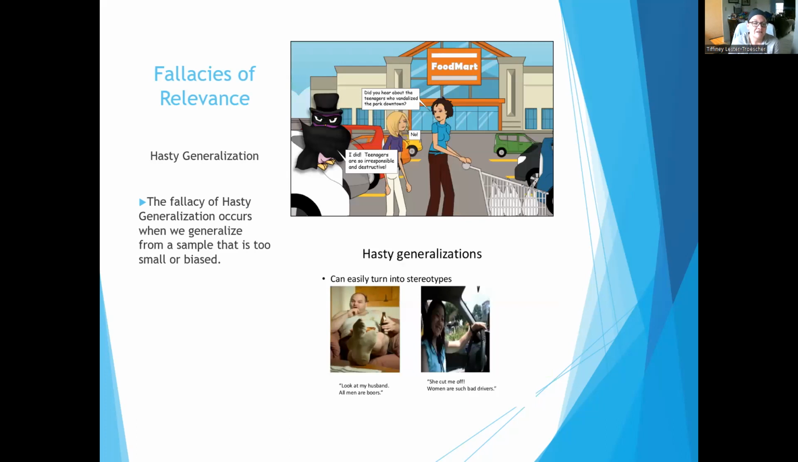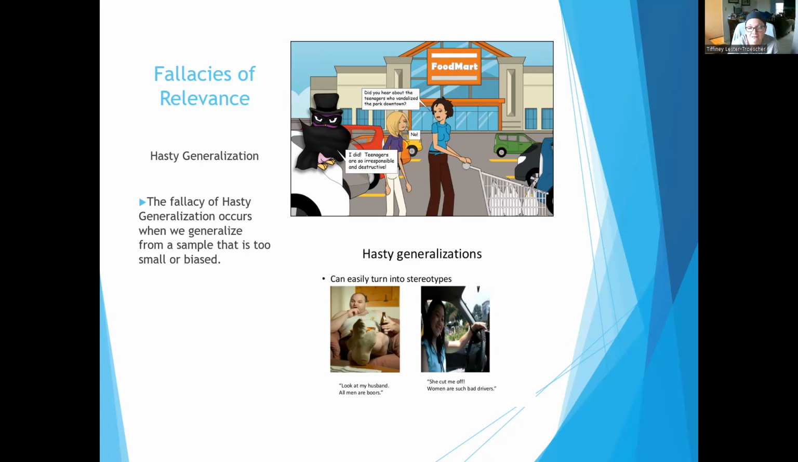Our next fallacy of relevance is the hasty generalization. This is very similar to stereotyping in a way, but it's on a bigger scale, actually. So it's when we generalize from a sample that is too small or biased, right?